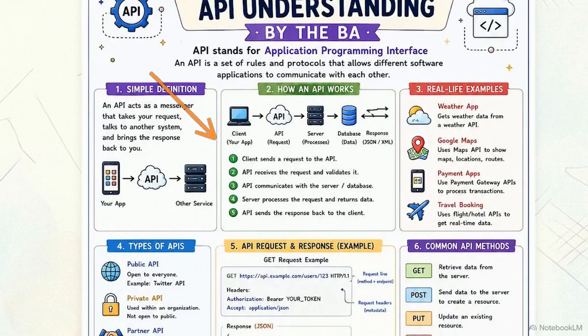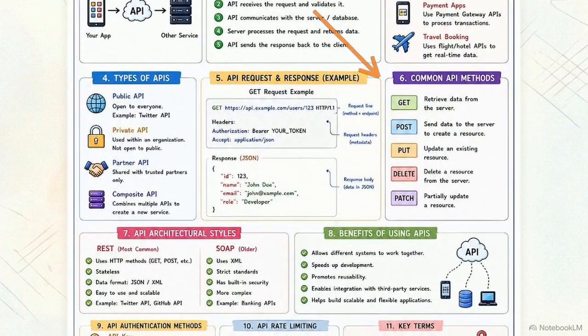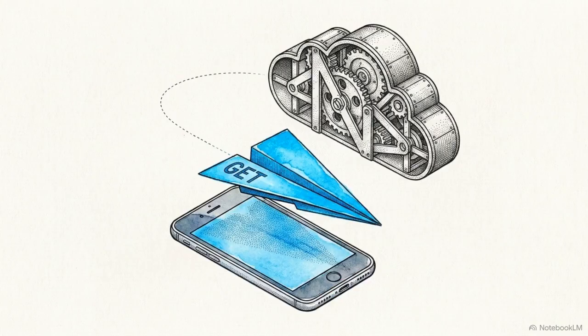Step 1 begins with the client initiating a specific request to the API. Each request carries an action verb, like GET to retrieve data, or POST to create new data, telling the API exactly what to do. Imagine you open your daily weather app. The second that app launches, it fires a GET request aimed at a remote weather service.